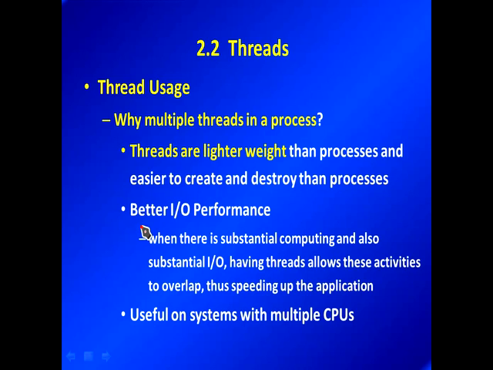Also, if we use multiple threads in a process, we can get better I/O performance. You can imagine some processes with a lot of I/O operations. Sometimes it needs to input a large amount of data and output a large amount of data, and we can divide it into multiple threads and handle them in parallel, and you can get better I/O performance.